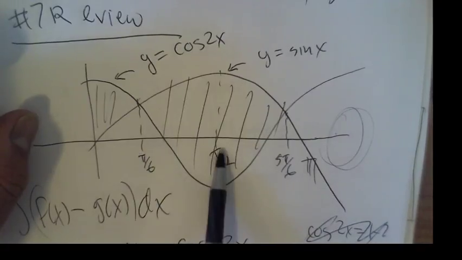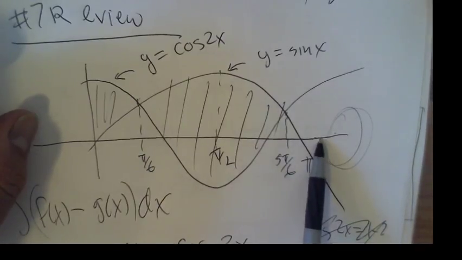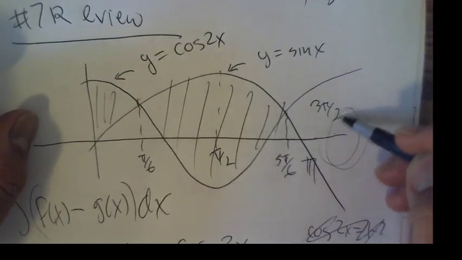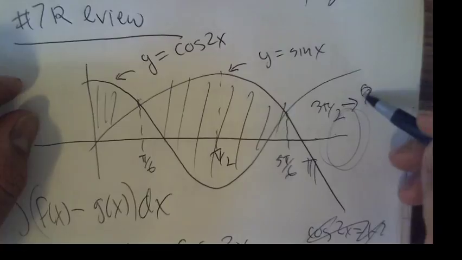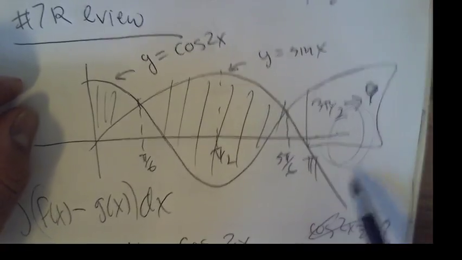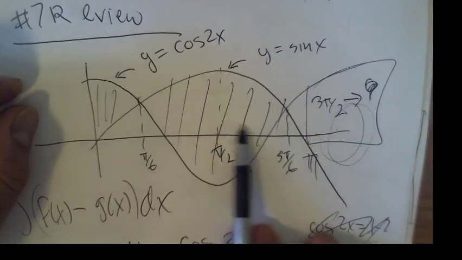Okay, well here this is pi over 2. Then pi was somewhere out here. 3 pi over 2 is somewhere out here. But again, like I said, it's out of the domain, right? So it's not part of where the shaded region is.